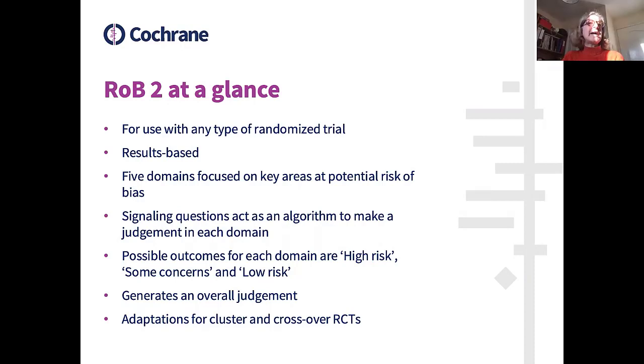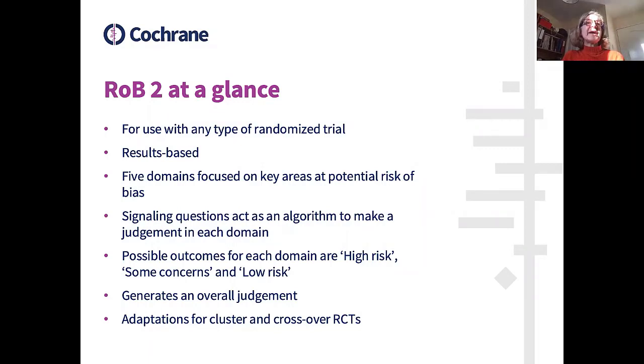RoB2 has 5 domains focused on key areas of potential risk of bias. And of course, this has been informed by research about what areas in randomized trials do create the potential for risk of bias, and those 5 domains are focused on those areas. Within each domain, there's a series of signaling questions, and these act as an algorithm to guide your judgment for each domain. The signaling questions encourage you to think in quite a bit of depth about whether there might be a risk of bias in that particular domain.